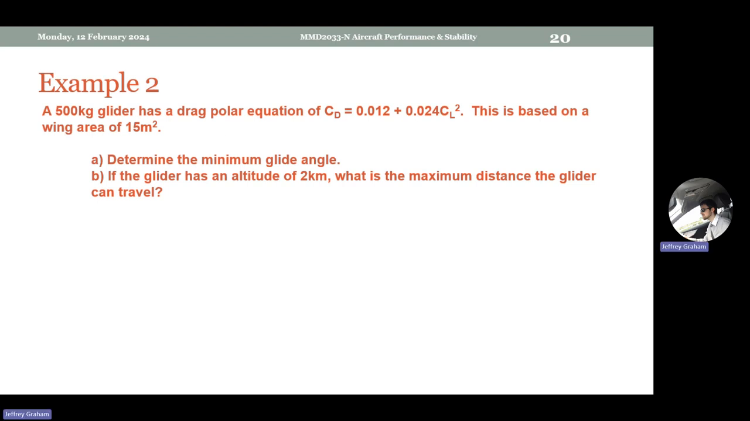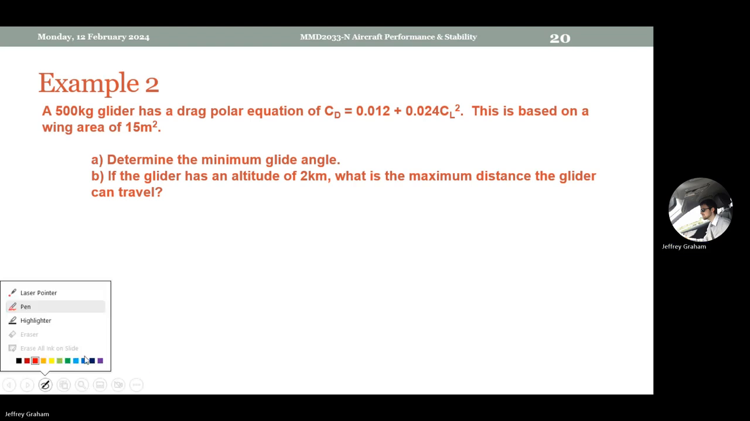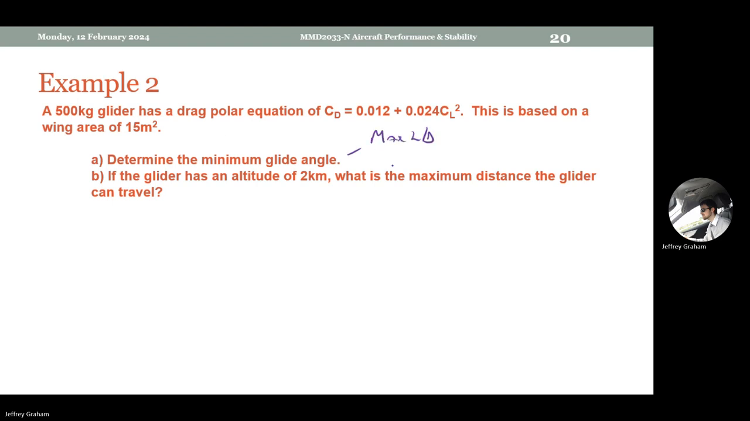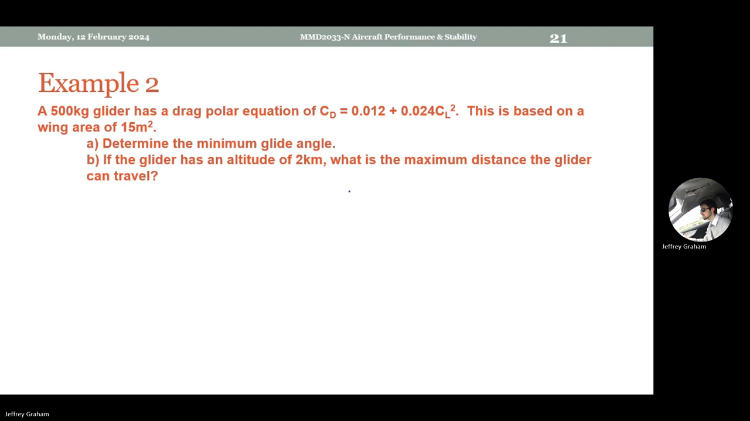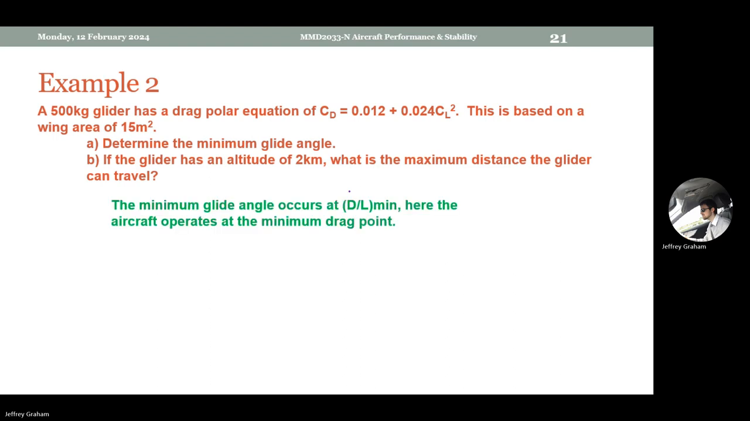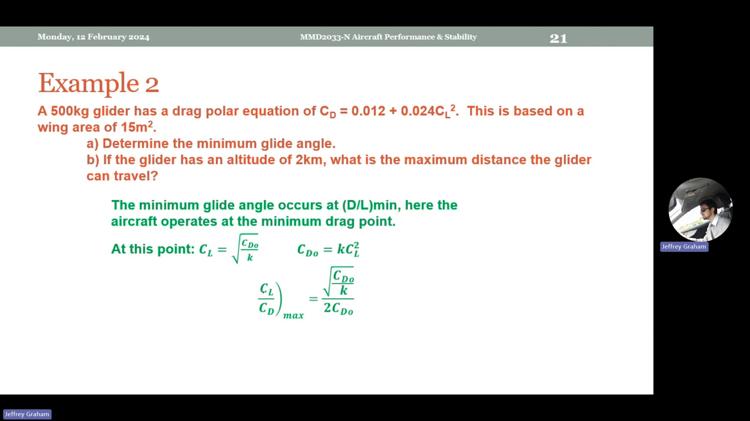The minimum glide angle, right? The minimum glide angle is that maximum lift to drag ratio again, or the point of minimum drag, as you can see there. So the minimum drag to lift or the maximum lift to drag. Based on this theory, we just said CL being the square root of CD0 over K. You can plug the values in. Right, so this is instantly calculating both.